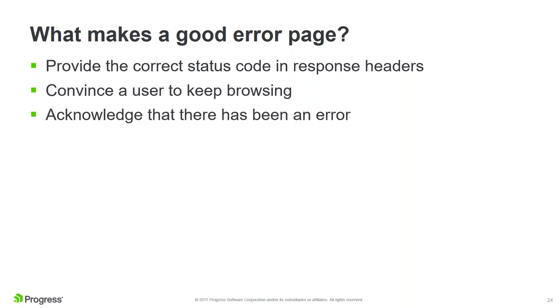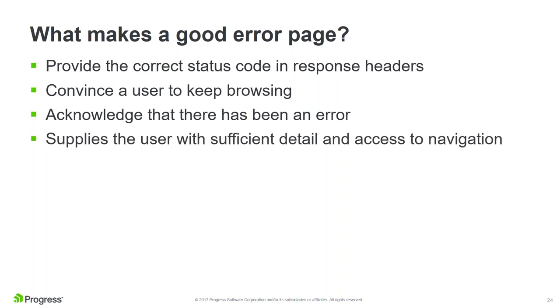If acknowledging that there has been an error, something good to do is maybe apologize that it's a broken link or something like that. That's also part of a good error page. And finally, supply the user with sufficient detail about what's happened and access to navigation. One of the big problems with the initial error page that I showed you is that the person who's come across that page can't navigate anywhere else unless they go to the address bar in the browser and type in a URL or go to the base homepage via the URL bar. That's not a great experience for users. So in any error page, they should be able to access the navigation.